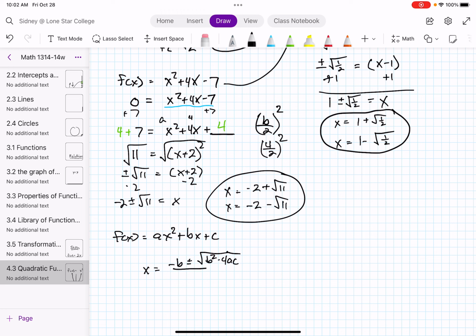If you want to see me do it, I'm happy to schedule time and actually write out how we go from completing the square to getting the quadratic formula. Yeah, hit me up if you want to see that.